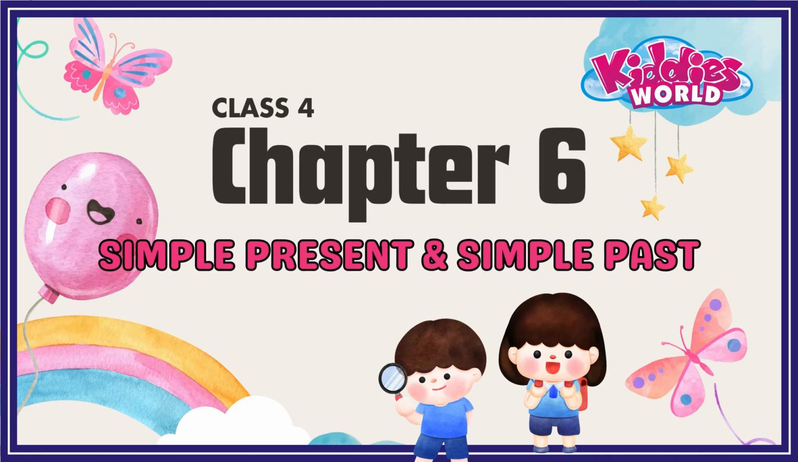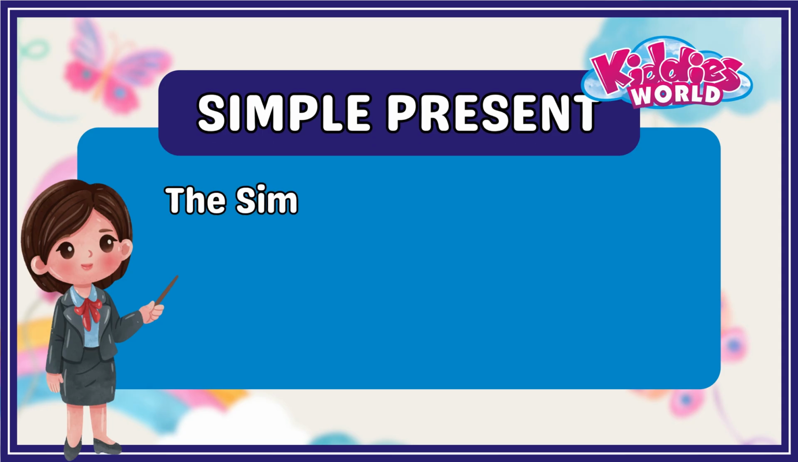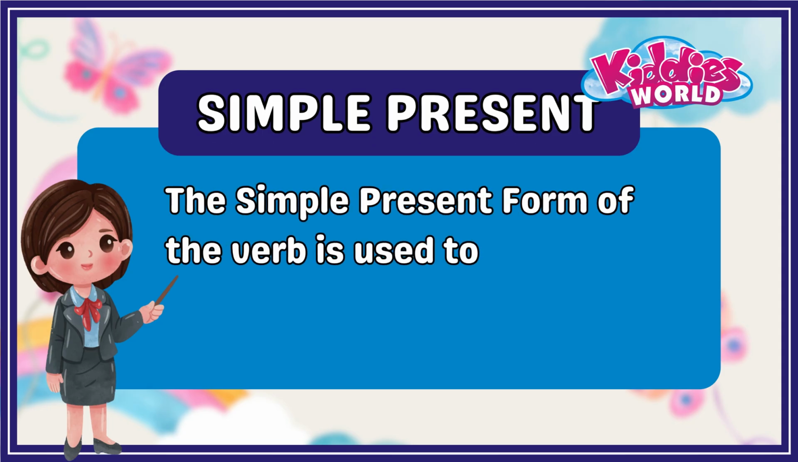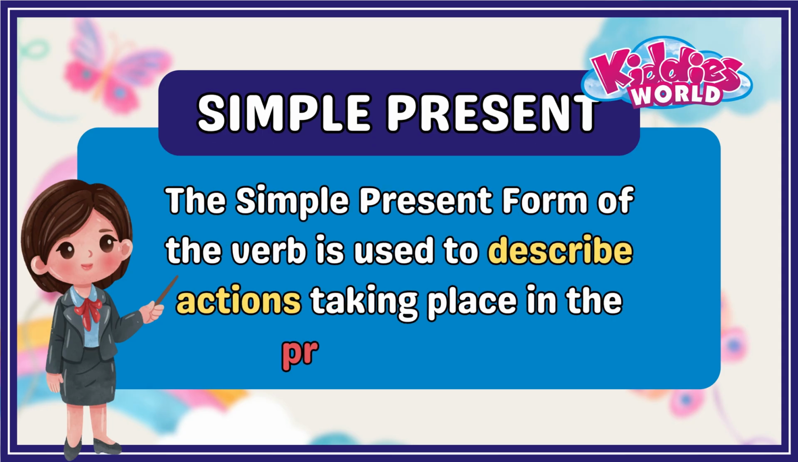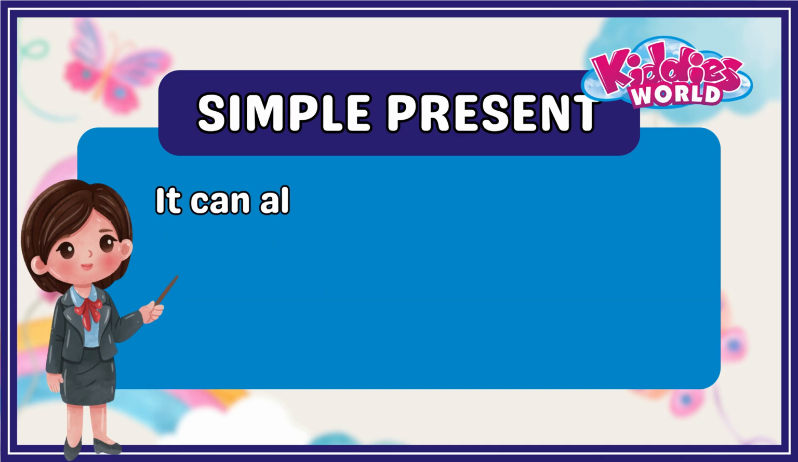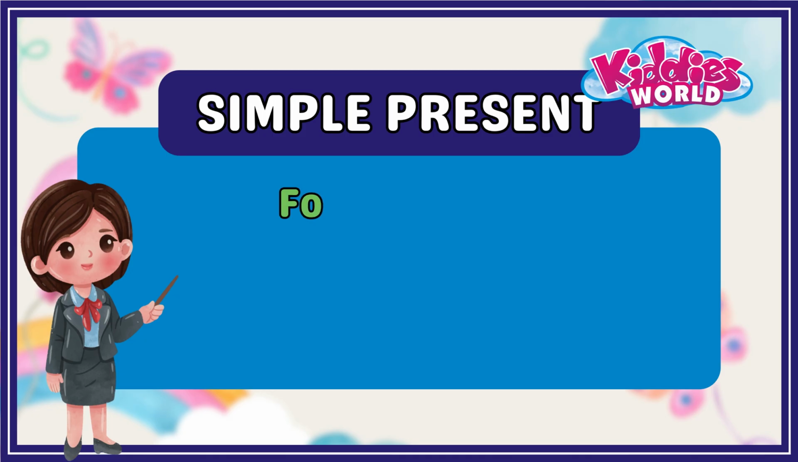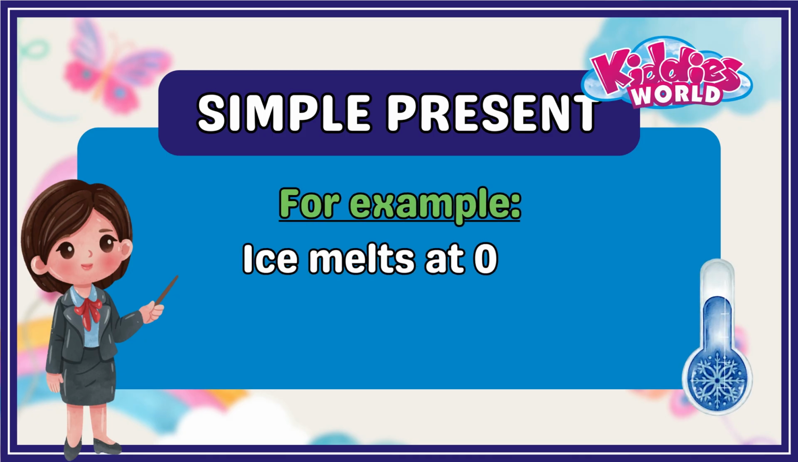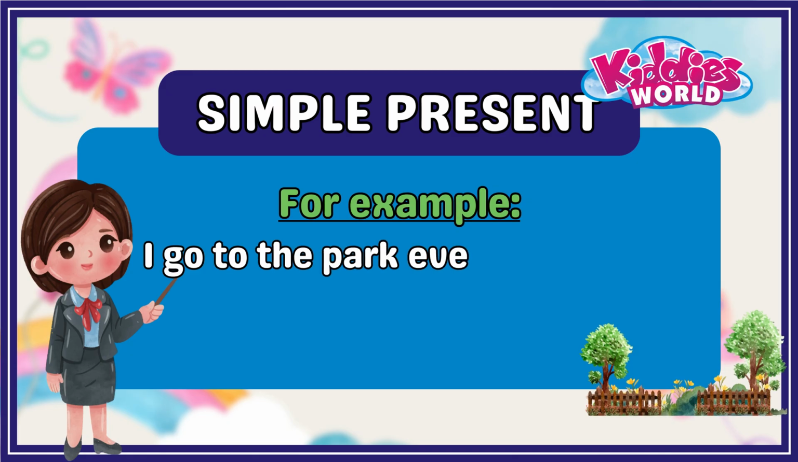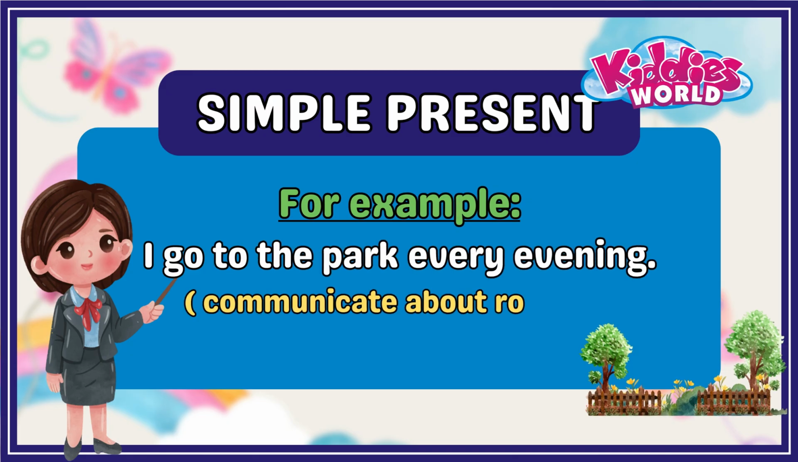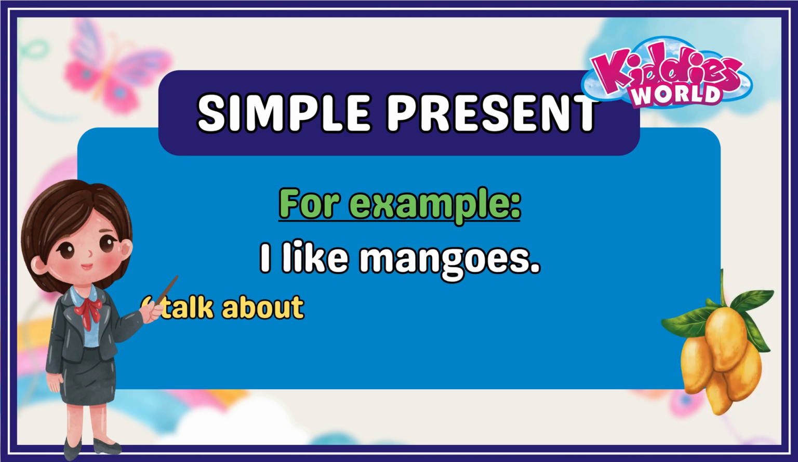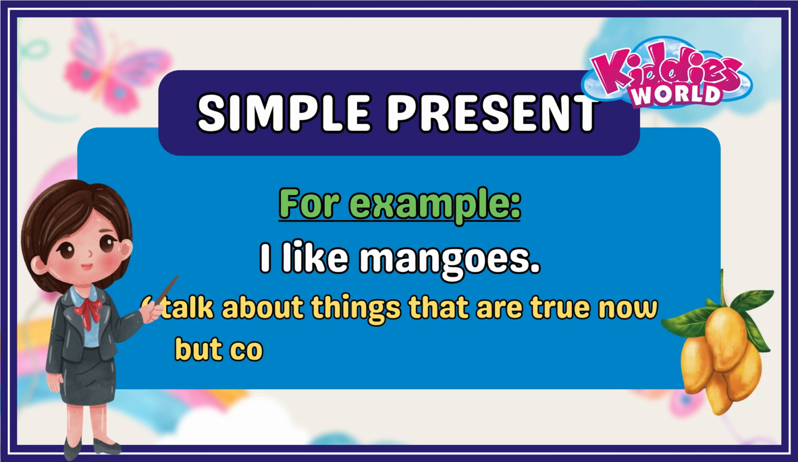Let's begin our lesson. The simple present form of the verb is used to describe actions taking place in the present time. It can also be used to convey general statements. For example, ice melts at 0 degrees C. State a fact. I go to the park every evening. Communicate about routines and habits. I like mangoes. Talk about things that are true now but could change in the future.